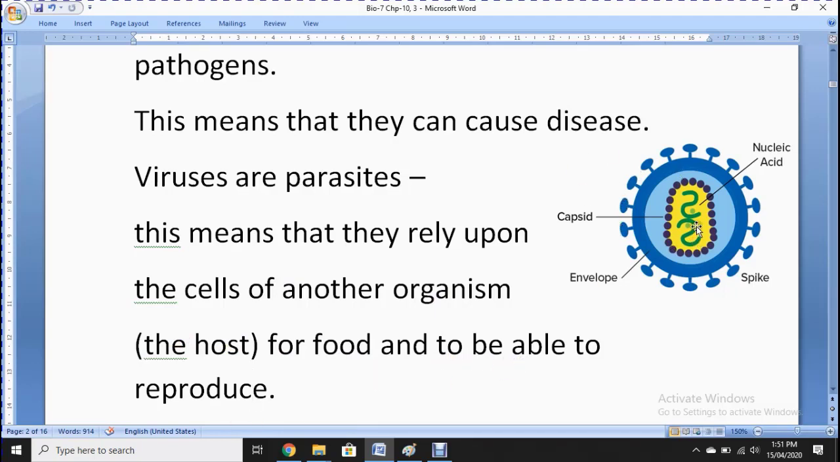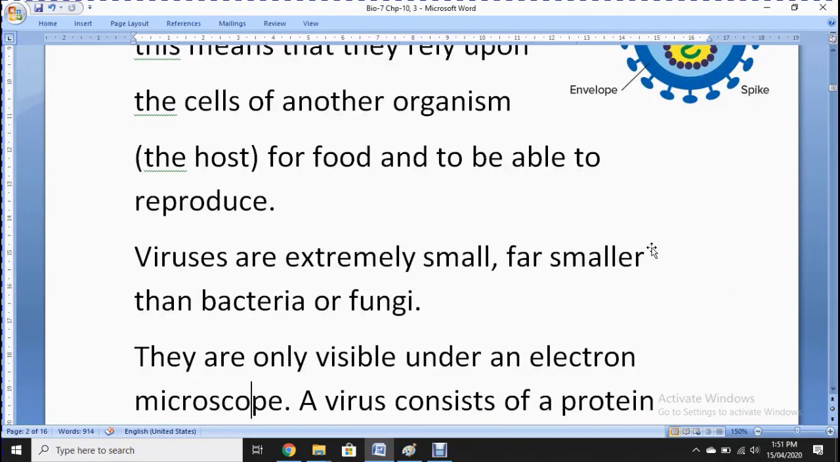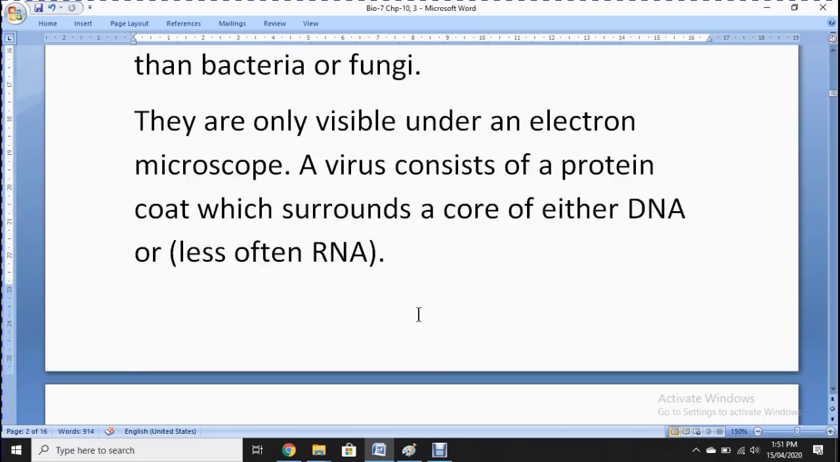This is a simple structure of a virus, in which you can see the nucleic acid, just like RNA, the capsid, envelope and the other parts of a simple virus. Viruses are extremely small, far smaller than bacteria or fungi. We can't see them with the naked eye. We need a microscope. They are only visible under an electron microscope. Keep it in your mind.